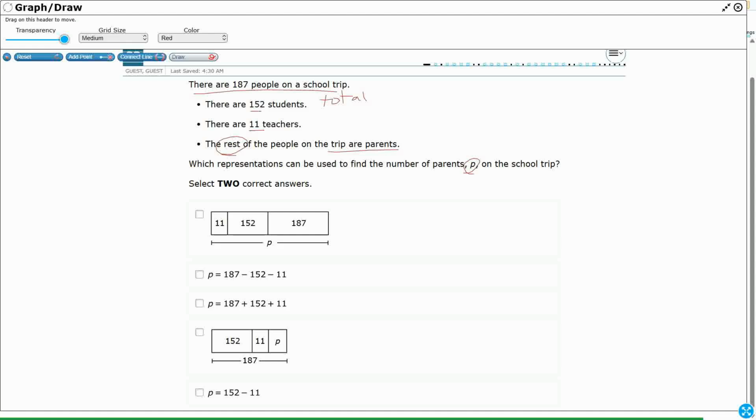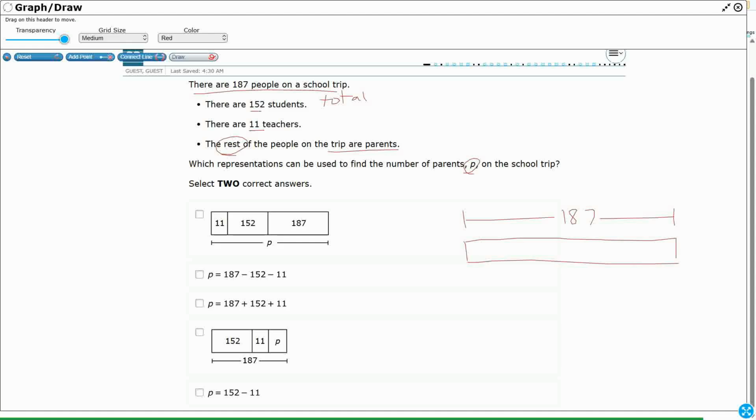Let's draw the strip diagram first because that's going to help me figure it out. When it says there are 187 people on a school trip, you should think total, because that's going to tell you what our total quantity is. This is a classic setup that we have here on our strip diagram. Now we've got some parts that make up that total. I've got some students, that's the majority of them. I've got teachers, and then an unknown amount of parents.